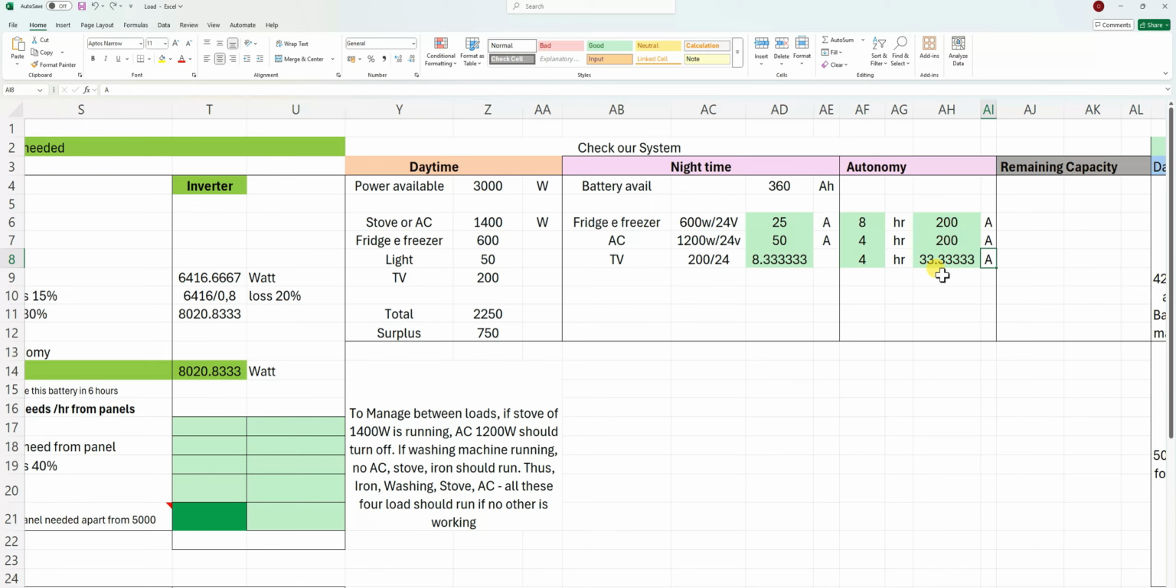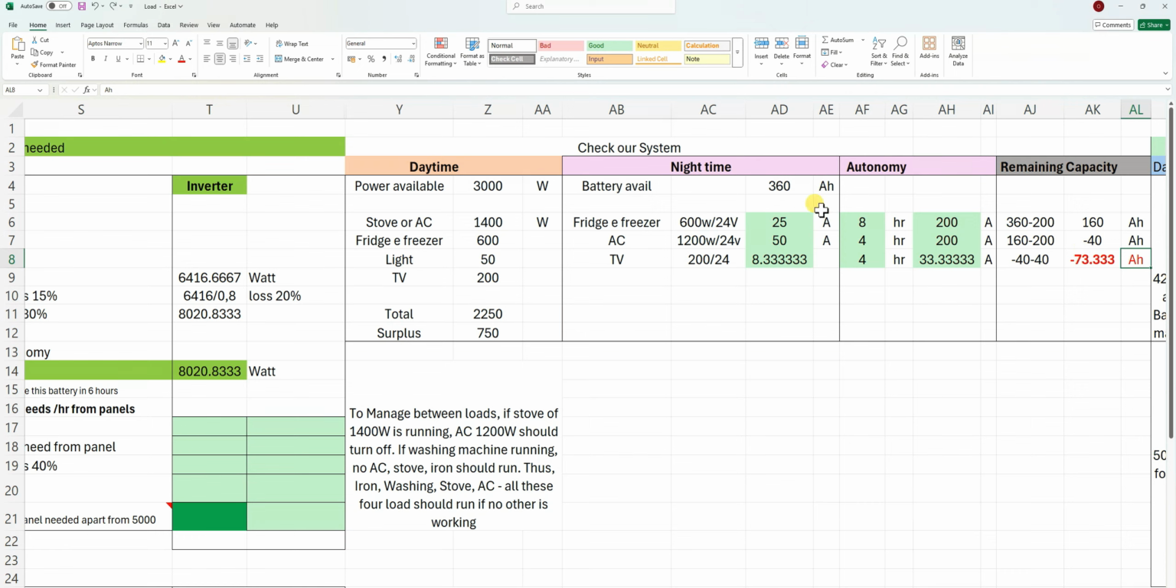The point is, what would be the remaining capacity after this mandatory load? 360 minus 200 will be 160 ampere hour remaining. And then when I turn the AC on, 160 minus 200, I will have a shortage of minus 40. And when I turn the TV on, it will again be a shortage of minus 40. So roughly minus 80 ampere hour is the shortage of this battery.